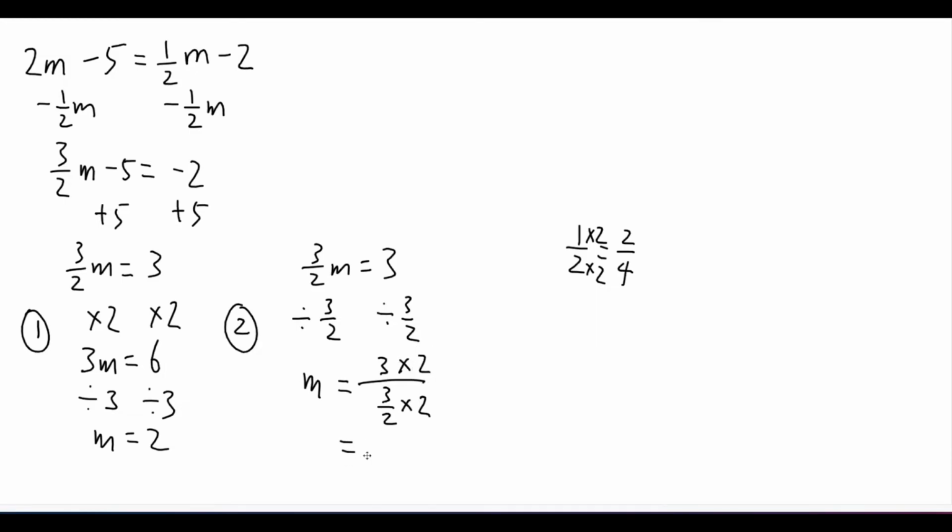So then what we should be left with is 6 over, now the denominator multiplied by 2 will give you 3. And this equals 2. So as you can see, we got the same answer using the second method. But feel free to use any method you like. I personally like the second one more, but it can be a bit difficult to get used to in the beginning. Okay.